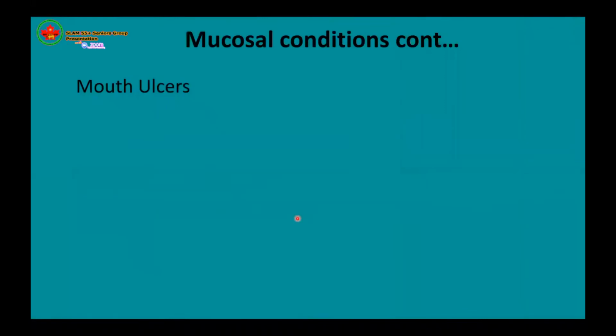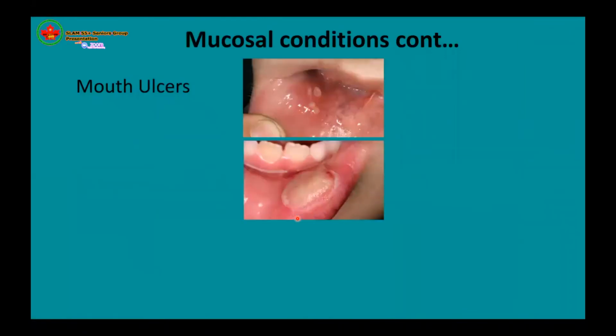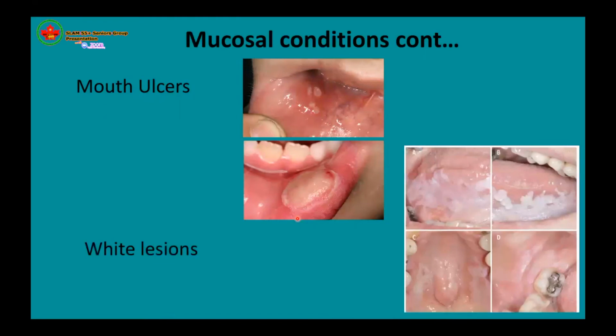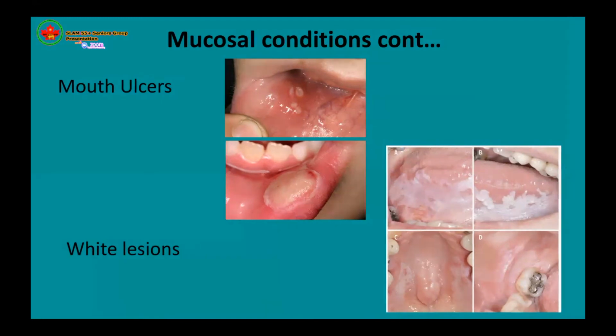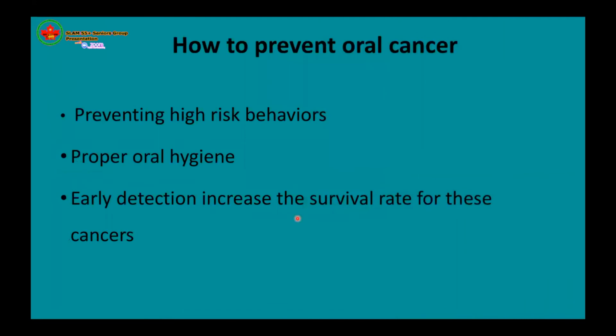Other mucosal conditions include oral ulceration, white and red lesions. These can be due to malignancies, infections, nutritional deficiencies, inflammatory diseases, and traumatic injuries. Early detection is key to increase the survival rate for oral cancers, and oral cancers can be prevented by preventing high-risk behaviors and maintaining proper oral hygiene.